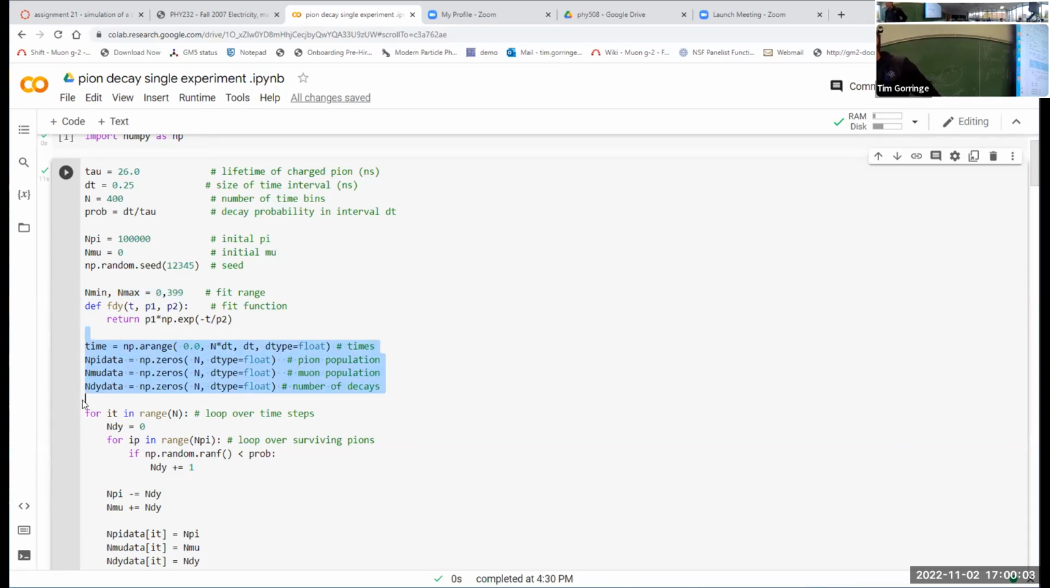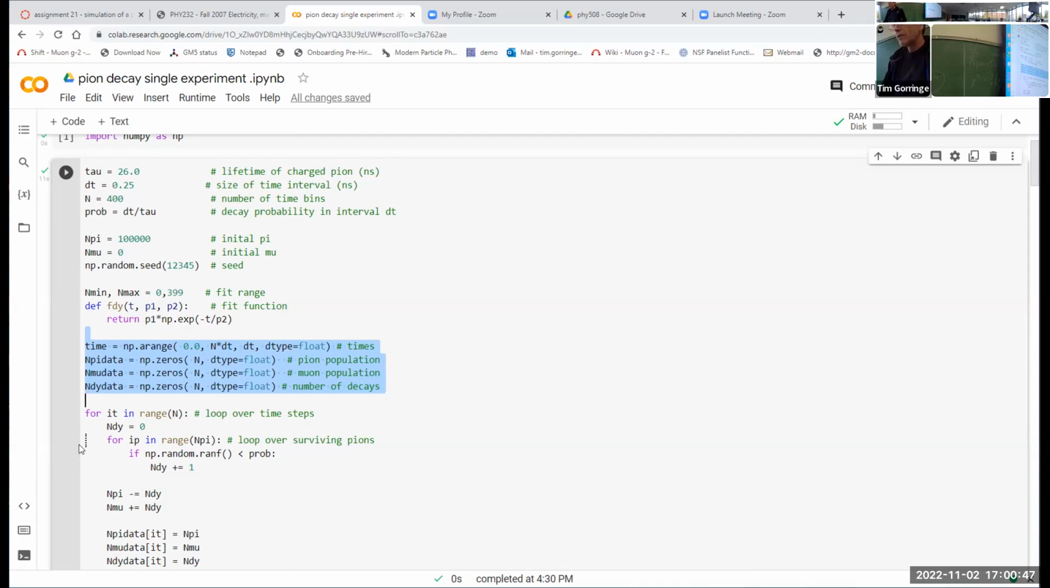Okay, so 4 arrays here. One is just the array of the discrete times, 400 discrete times from 0 to 100 nanoseconds. And then I've got arrays corresponding to the population of pions at any particular time, so that's going to walk its way downwards. The population of muons at any particular time is going to walk its way upwards. And then I've got the number of decays. So in each time interval, that's going to be the change in the number of pions and the change in the number of muons, because the pions will go down by that number of decays, and the muons will go up by it.